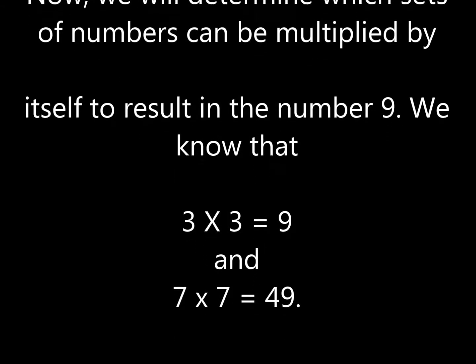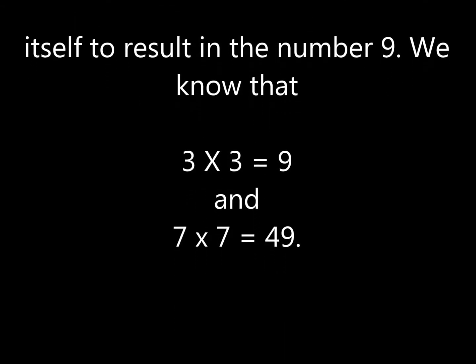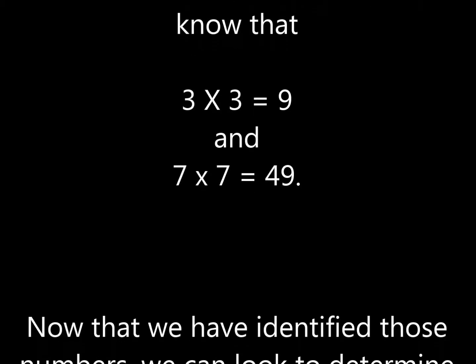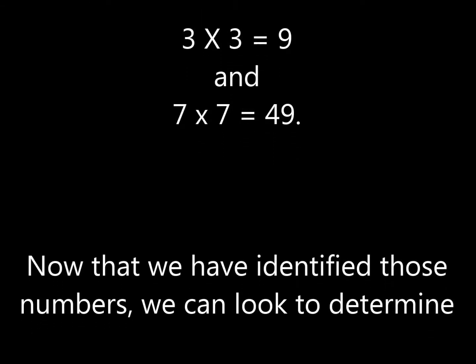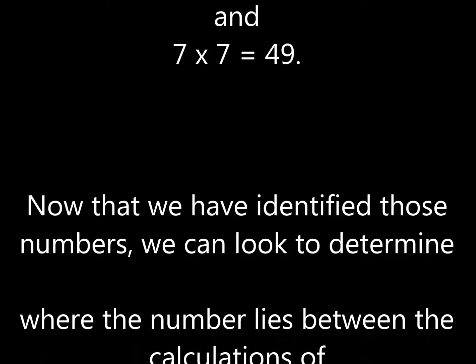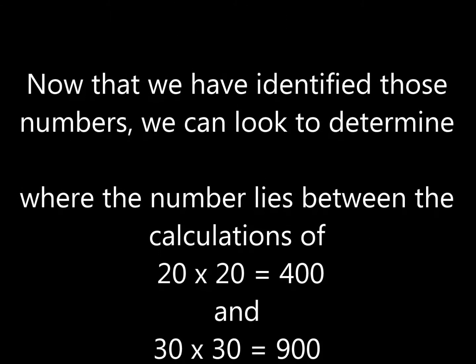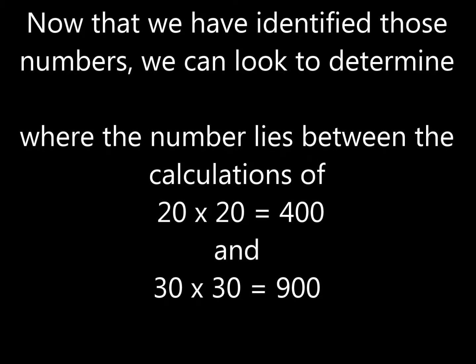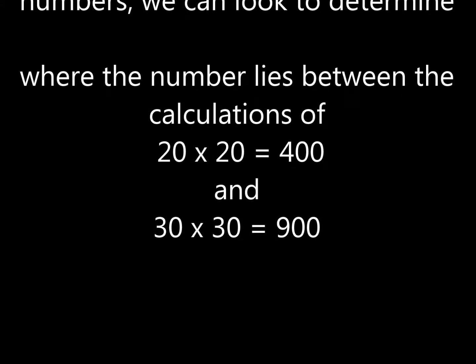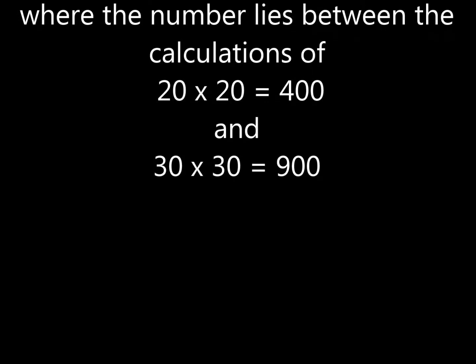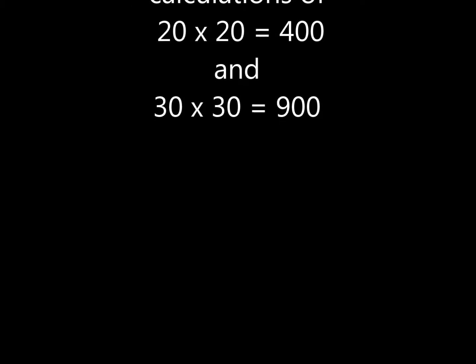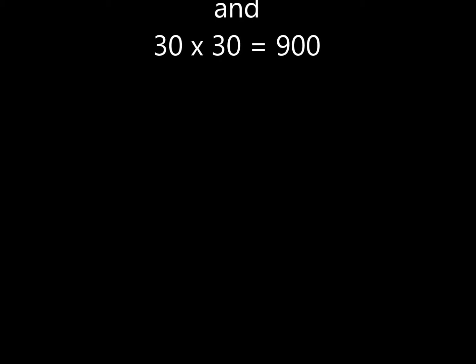Okay, so now that we've identified those numbers, we can look to determine where the number lies between the calculations of 20 by 20 equals 400 and 30 by 30 equals 900. Now we'll take those two sets of numbers and kind of merge the two. So we'll use either 23 by 23, which equals 529, or 27 by 27, which is 729.